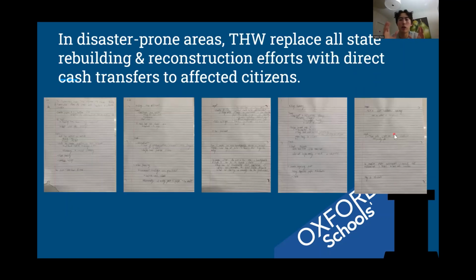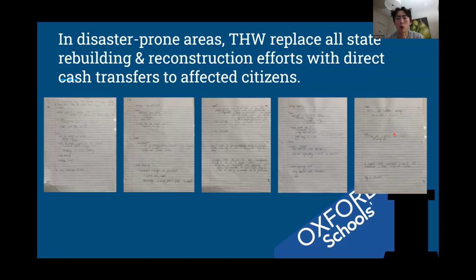All right. So now I just want to go through an example of one of my own cases. I've taken some photos of the paper, to give you an idea of what it could look like. I encourage you to test your note-taking style and figure out what works for you. But this is just an example for me. So here is the motion: in disaster-prone areas, this house would replace all state rebuilding and reconstruction efforts with direct cash transfers to affected citizens.